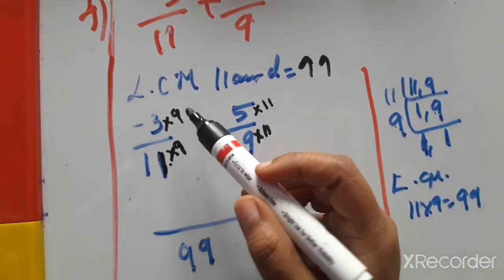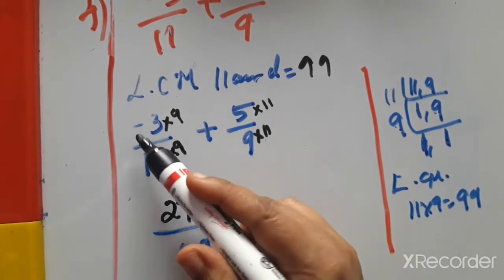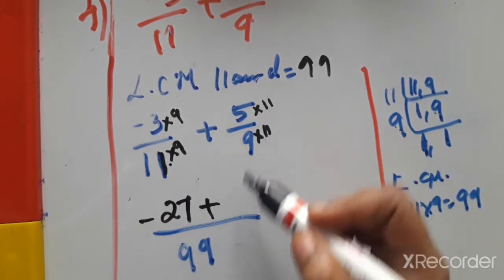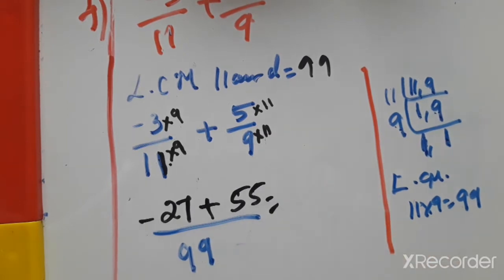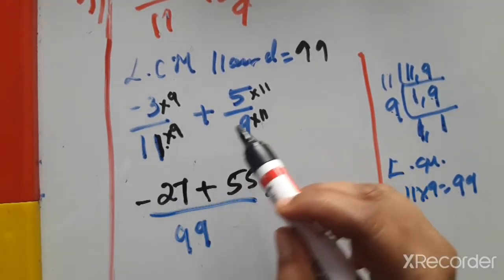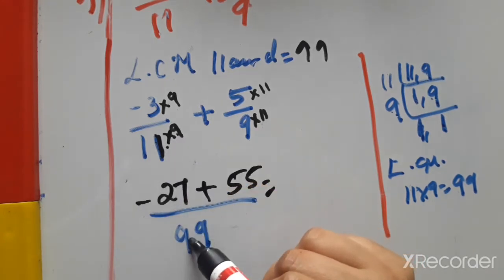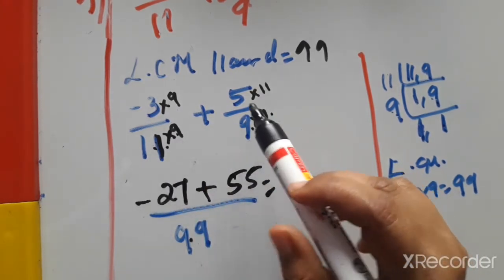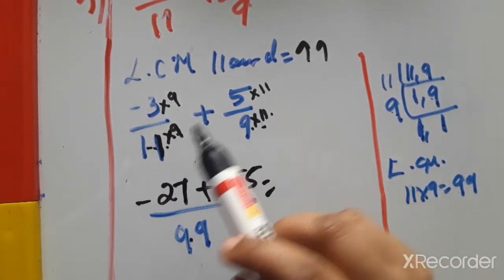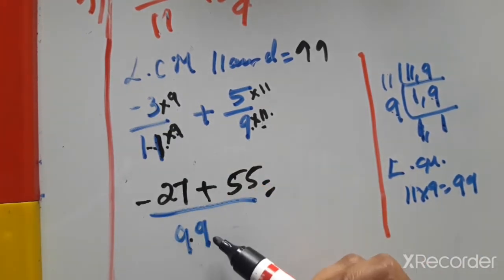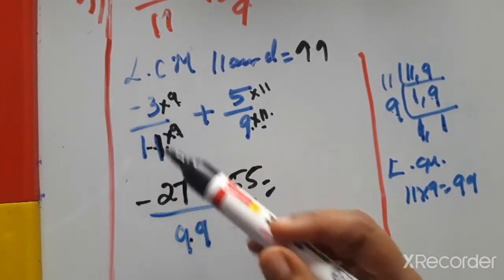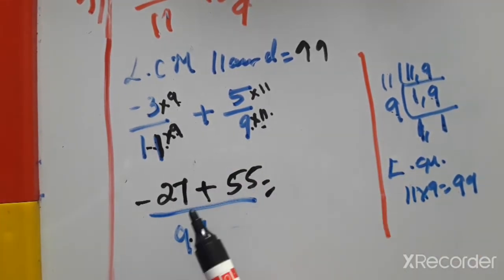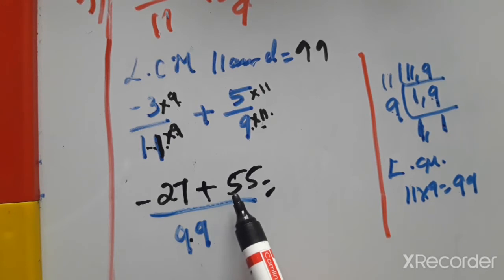Now 3 nines are 27, and the minus symbol here, plus 5 elevens are 55. The LCM of the denominators, 11 into 9, is 99, already written and common. Now both denominators are the same value, so write the numerator values only. Write 99, the LCM value, as the denominator, and 3 into 9 is 27, 5 into 11 is 55. Now subtract 27 from 55.